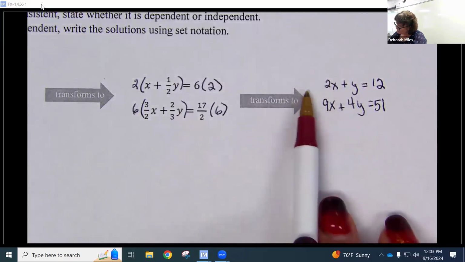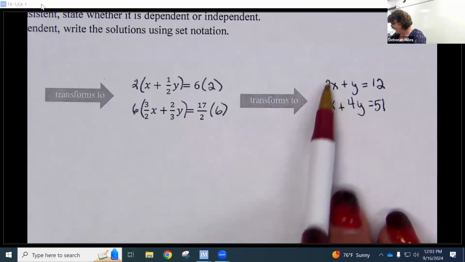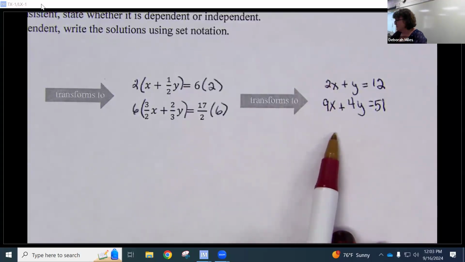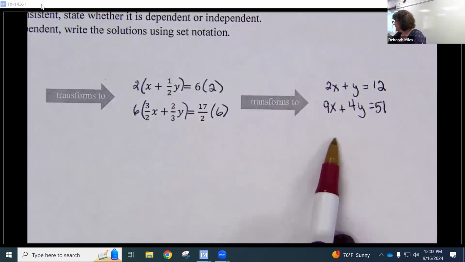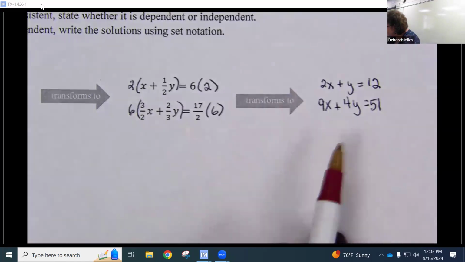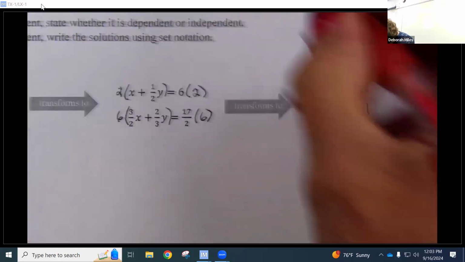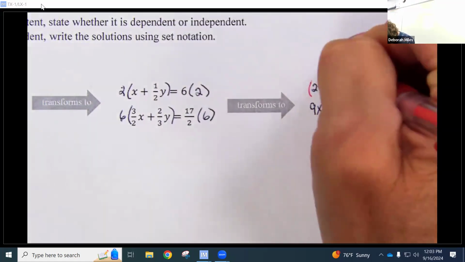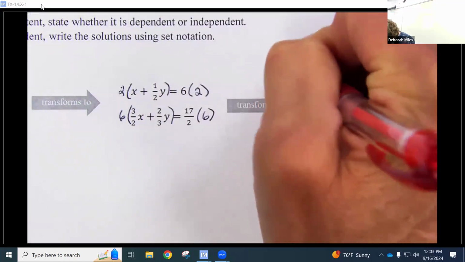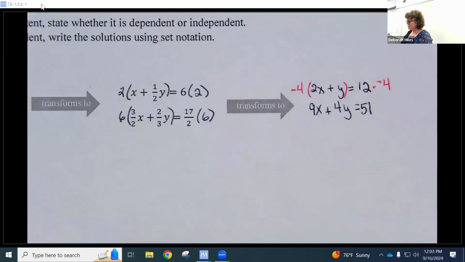I could also multiply the top equation by -4.5 and cause my x's to eliminate. Which one's easier to multiply by, -4 or -4.5? -4. So that's what I'll do. I'm looking for the easiest way to solve this. And let me grab a different color here so you can see what I'm doing. I'm multiplying the top equation, both sides, by -4. And then I'm going to rewrite the whole system.